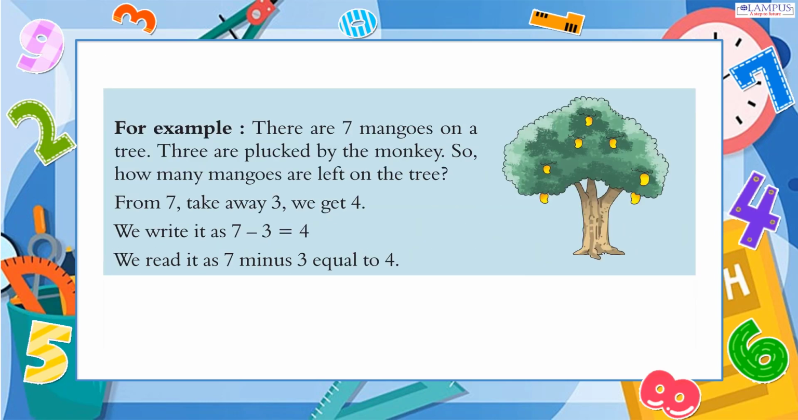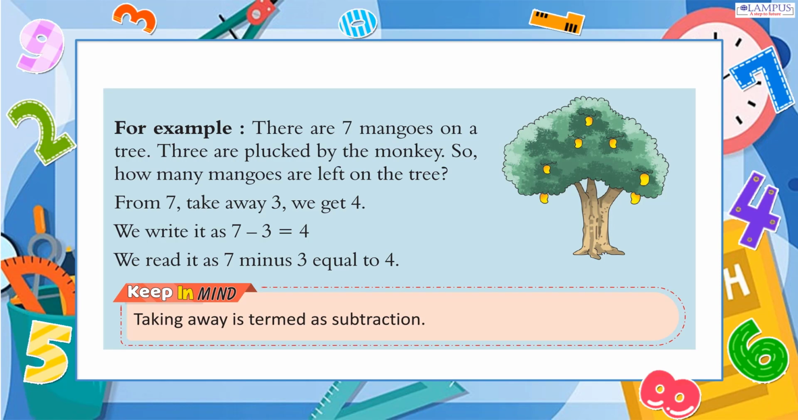For example, there are 7 mangoes on a tree. 3 are plucked by the monkey. So, how many mangoes are left on the tree? From 7, take away 3, we get 4. We write it as 7 minus 3 equals 4. We read it as 7 minus 3 equal to 4. Keep in mind, taking away is termed as subtraction.